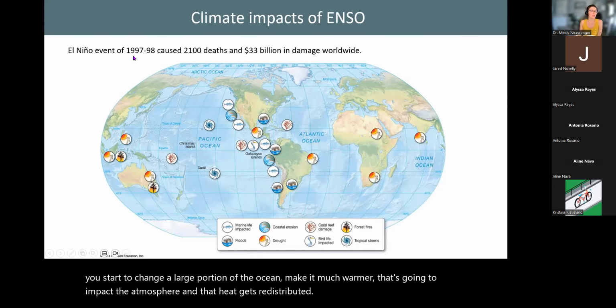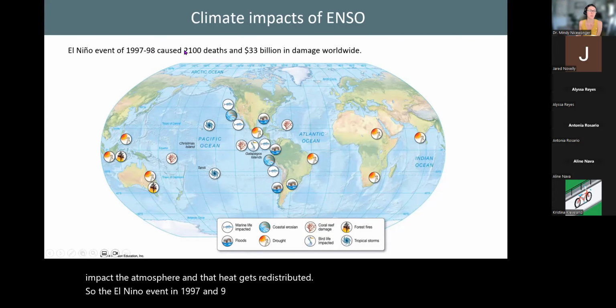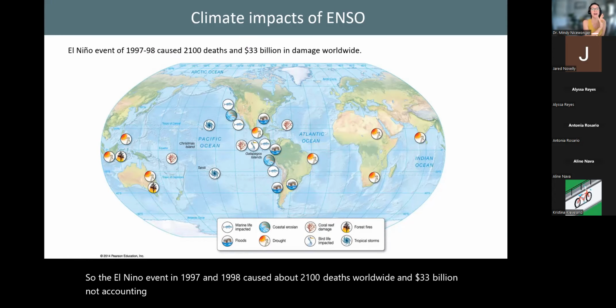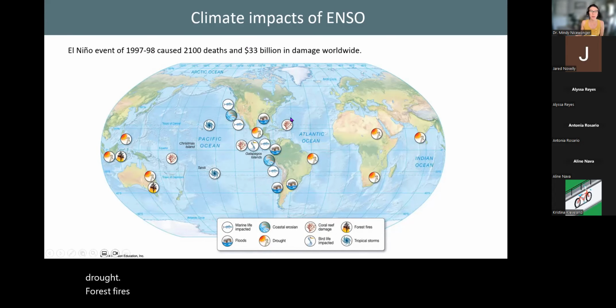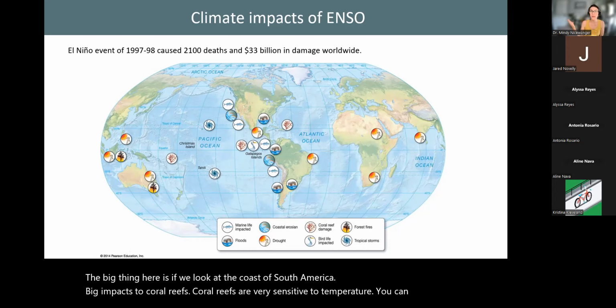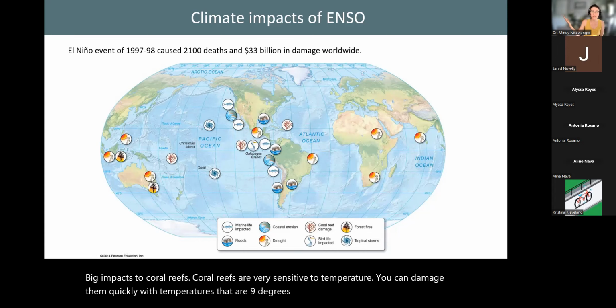So the El Nino event in 1997 and 1998 caused about 2,100 deaths worldwide and $33 billion, not accounting for inflation, in damage worldwide. Some of the damages are things like drought, forest fires, increase in tropical storms. The big thing here is if we look at the coast of South America, big impacts to coral reefs. Coral reefs are very sensitive to temperature. You can damage them quickly with temperatures that are 9 degrees warmer than average. Big impacts to marine life.